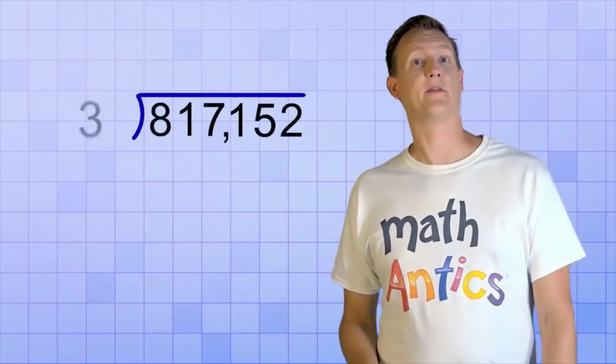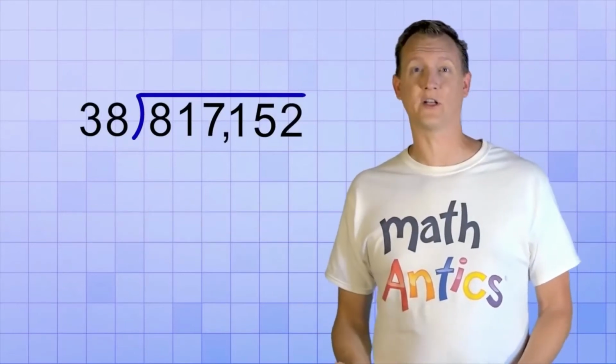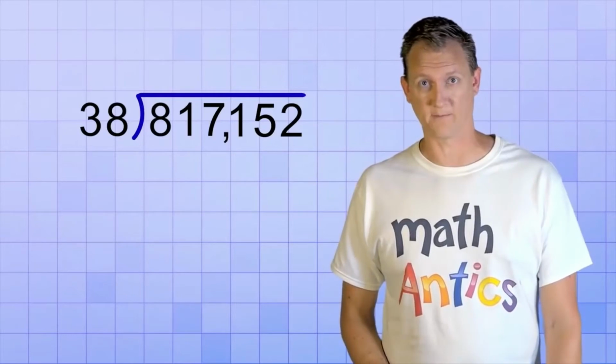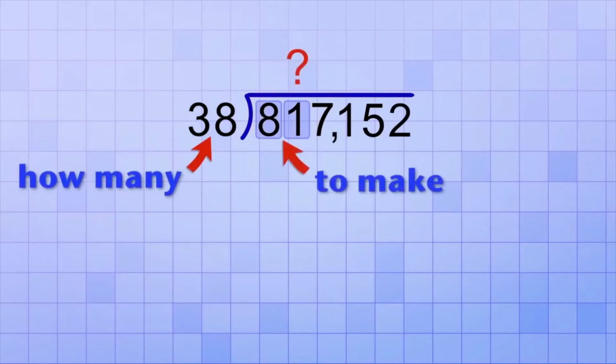817,152 divided by 38. I'm going to work through this kind of fast, so you may want to re-watch it a couple times if you have trouble following it. Since we have a two-digit divisor, we start with the first two digits of the dividend and ask, how many 38s will it take to make 81?